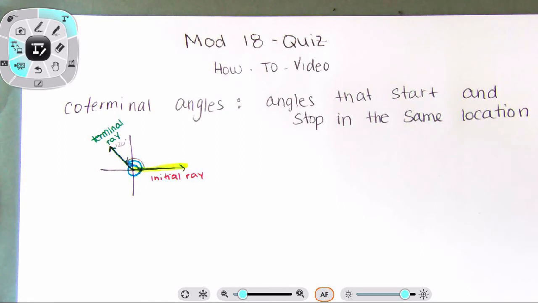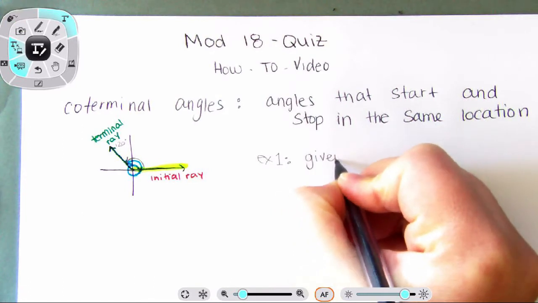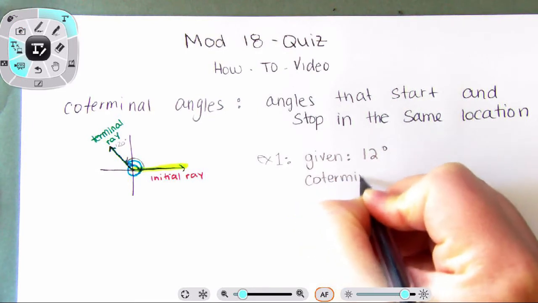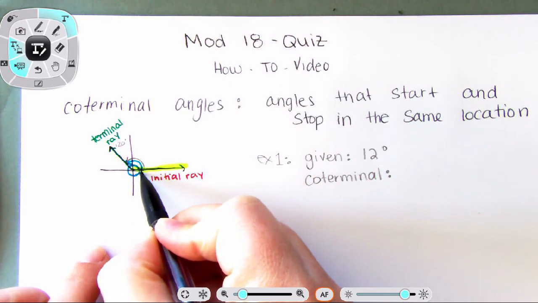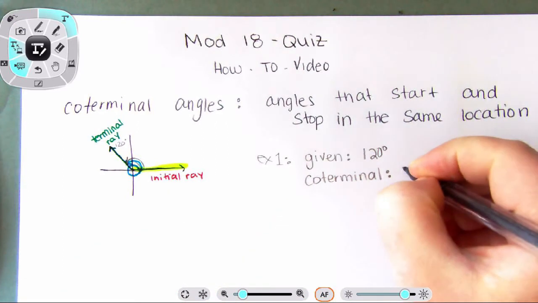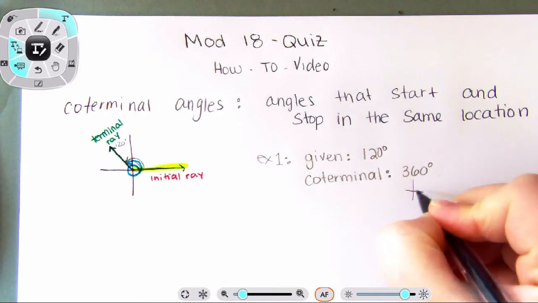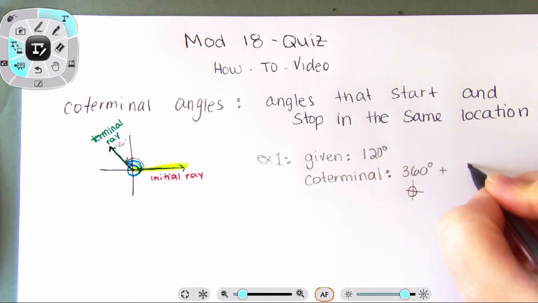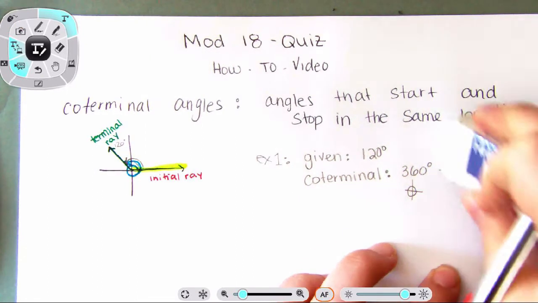So as our example 1, given angle was 120 degrees. Coterminal, what did we do? We did one period, which is 360 degrees, and then I went 120 more. So I did 360 degrees, which is one cycle, so one circle. So I did one revolution or one period, and then I did 120 more. Let me lower that down just a little bit.